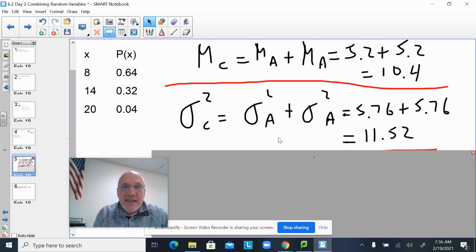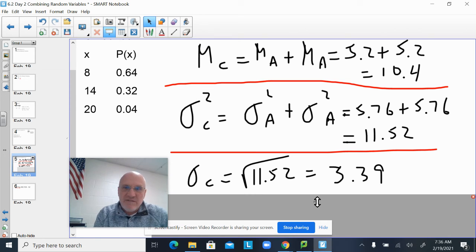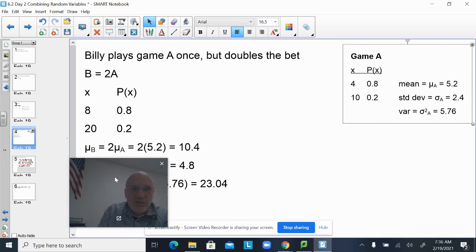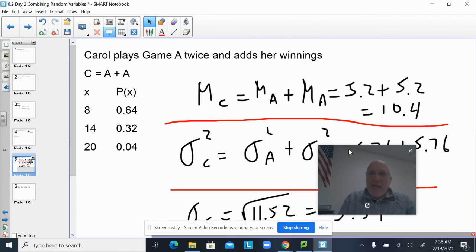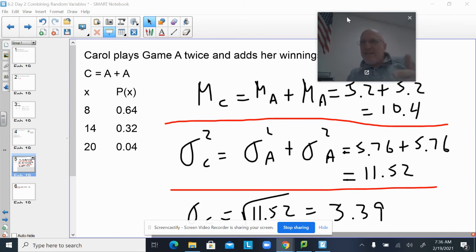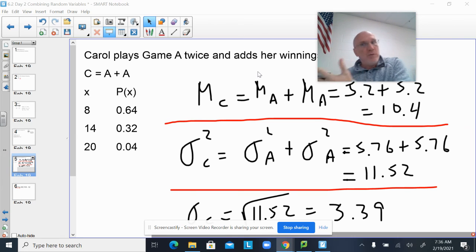And then to find the standard deviation of game C, I just have to square root that number. So I square root 11.52, it turned out to be 3.39. So the standard deviation of game C, where I played game A and then played game A again, was 3.39. Compare that to Billy, where the standard deviation was 4.8. So just be real careful as you are reading these problems and wondering, am I just doubling something or am I adding it together? Those are not the same phenomenon as far as finding the standard deviations. The mean would be the same, but not the standard deviation.